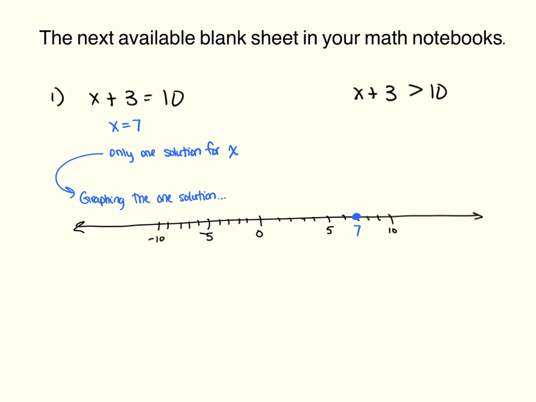Okay, so if you solve the equation, you get the one solution for x, which is 7. So you only have one solution that x can be, and that is 7, and this is how you graph it. Okay, go ahead and get this down on your notes.